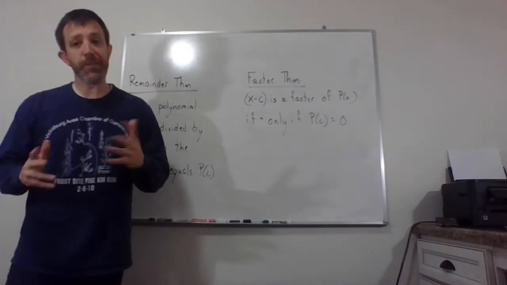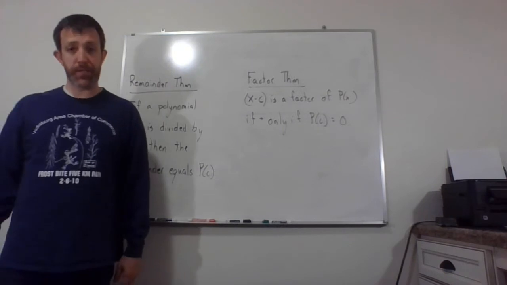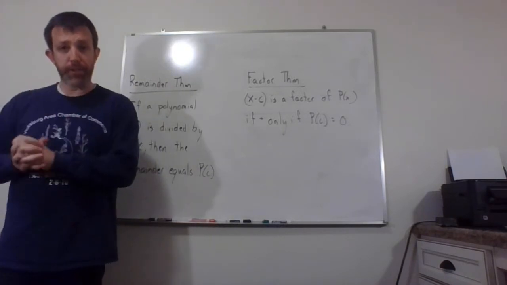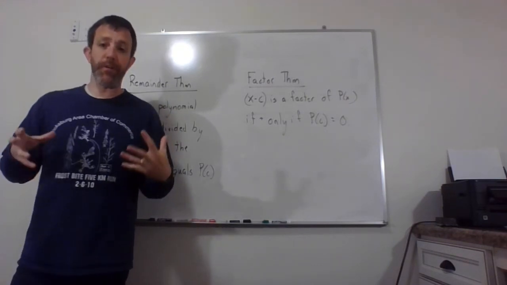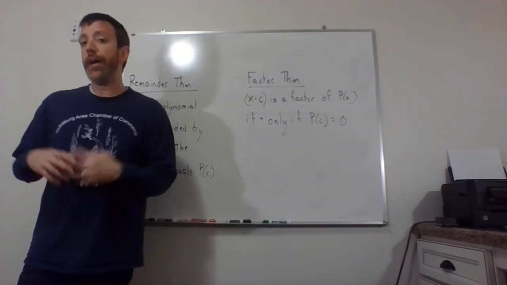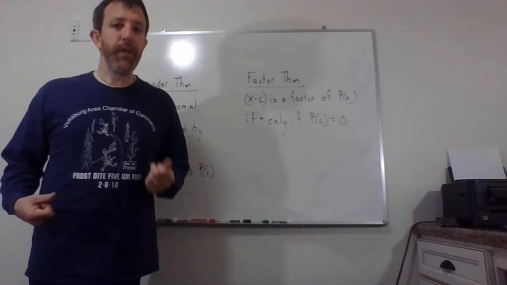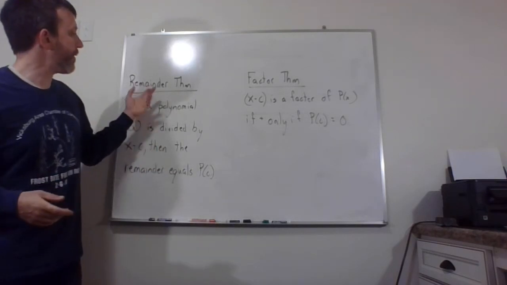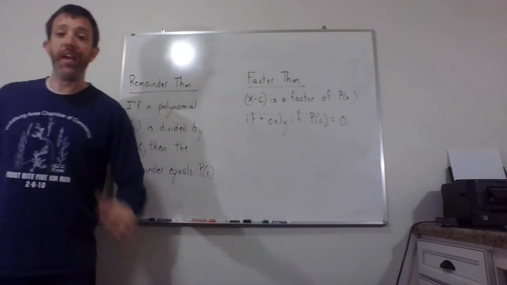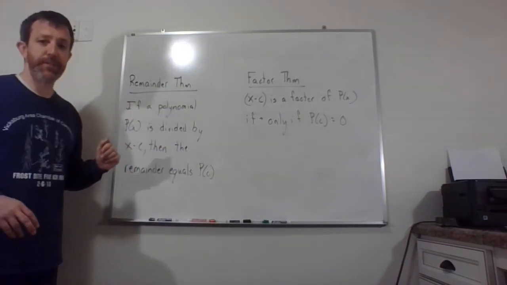All right, so here's why we're learning all this division stuff. Our goal in this chapter is really to figure out zeros for polynomials. And the bigger polynomials get, the messier that process becomes. And so what we have is something called the remainder and the factor theorems, and they're going to help us out. So here's what the remainder theorem says.